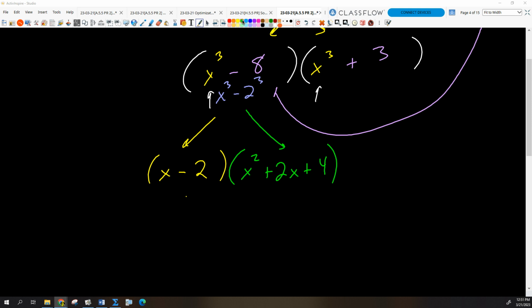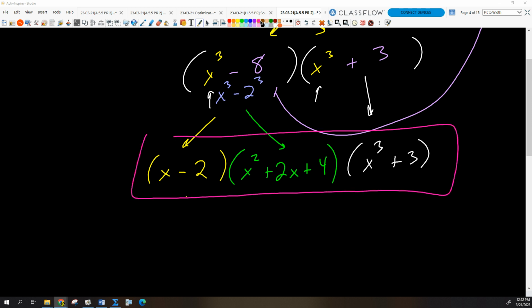I mean, I could if 3 were a cube, right? Because there is a sum of cubes pattern, but is 3 a cube? Perfect cube? No, it's not, so I'm stuck. This one worked because 8 is 2 cubed, right? So I'm stuck with this guy then. This one can't go any further. So I just get x cubed plus 3, and there's my answer. That's factored as far as we can go, completely factored.